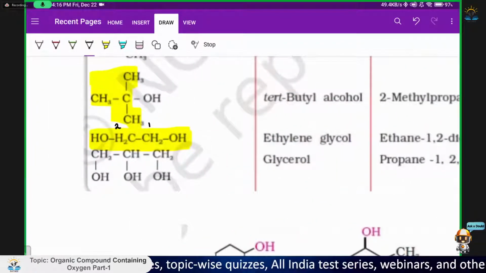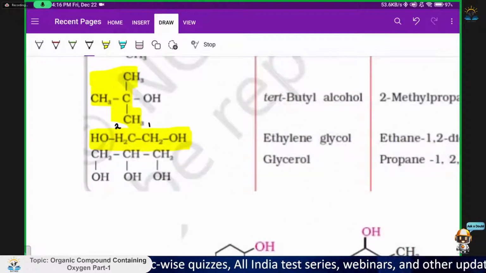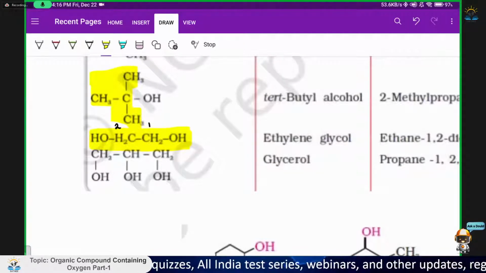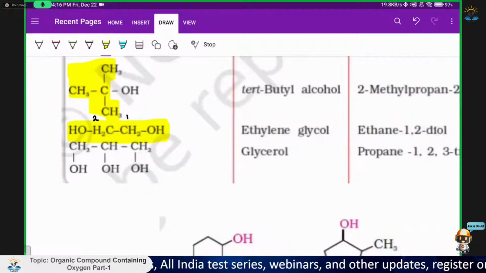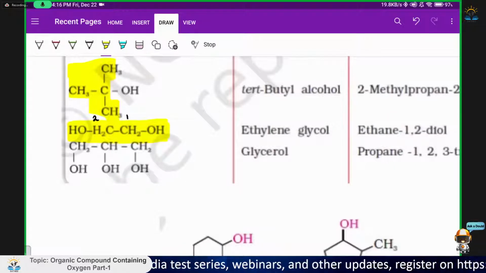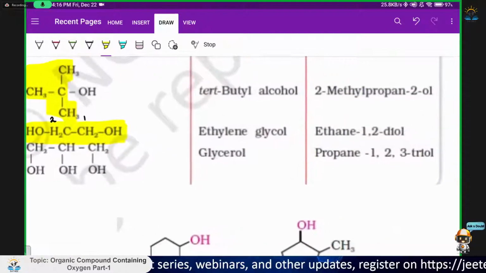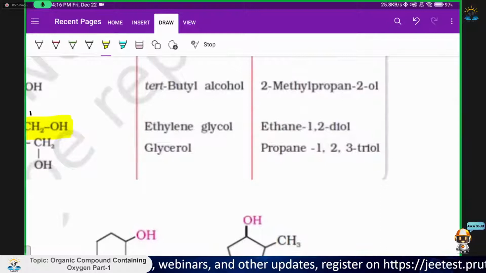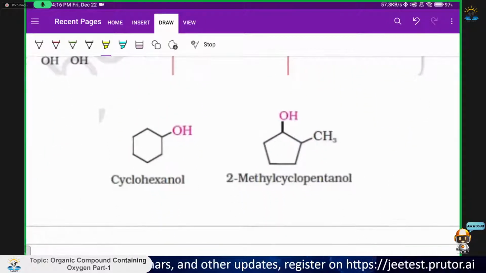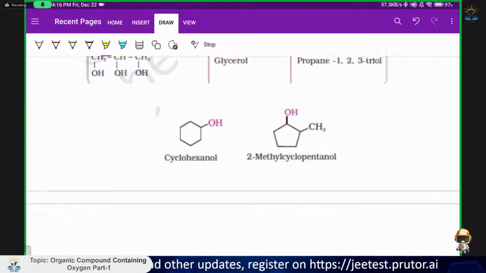So here we have glycerol molecule. When we number, each hydroxy group is attached to each carbon of the glycerol molecule. It will be propane 1,2,3-triol. So yeah, some examples of cyclic compounds are also given here.